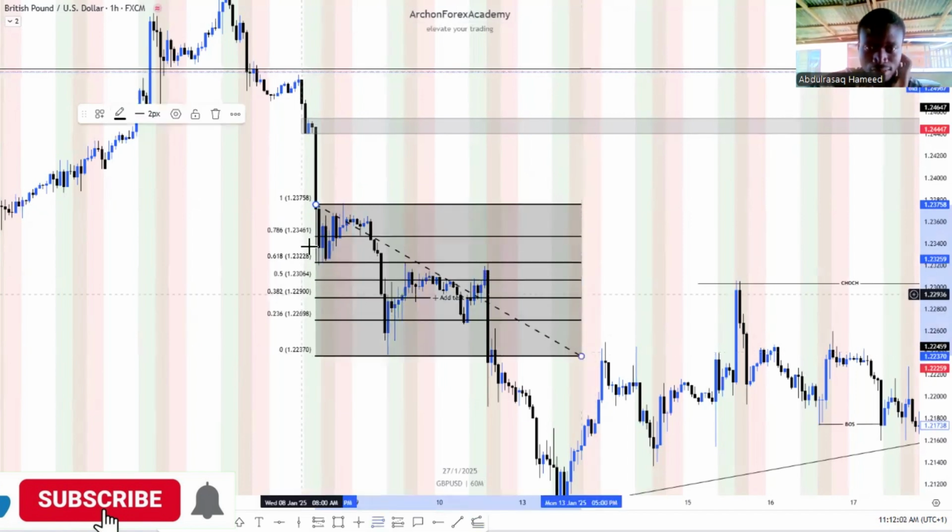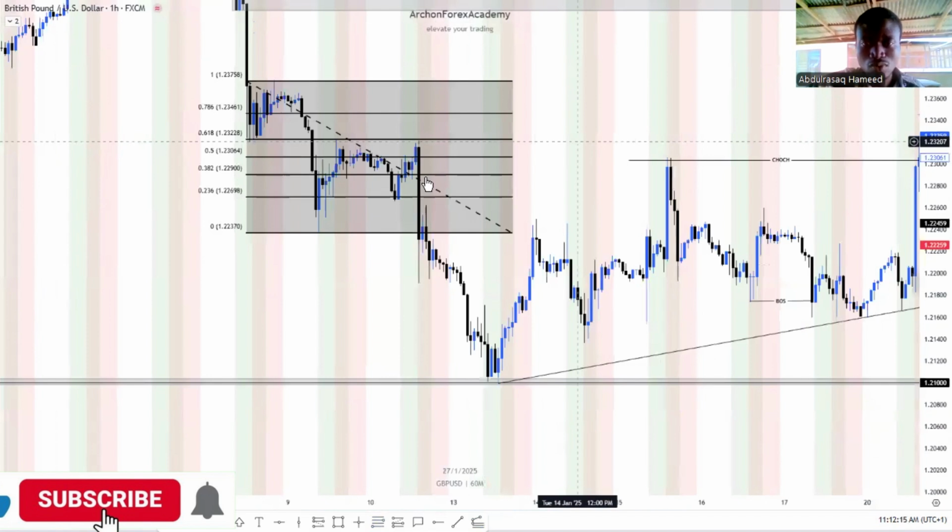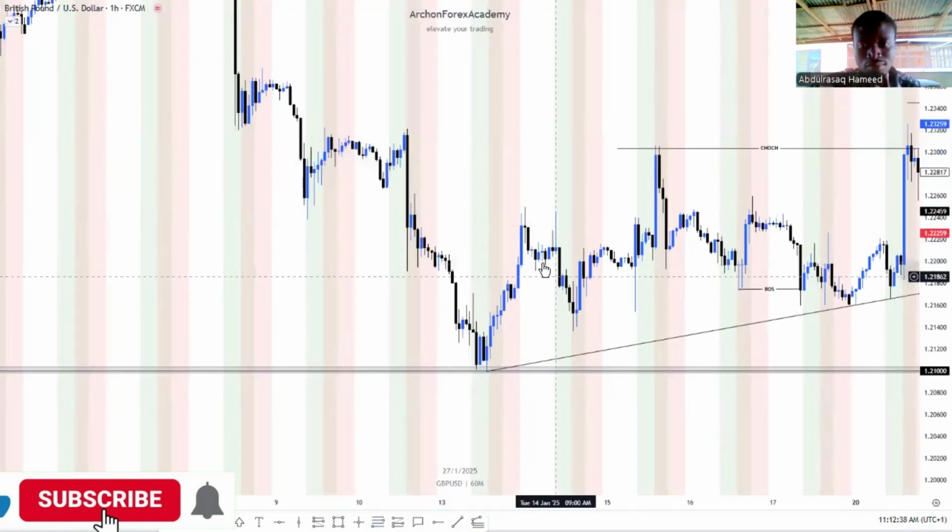And where's our criteria? We have it here, break of structure. And this one as well, the market comes to tap our 618 here. Then, as you can see, that's it. It always works. Here as well, same thing here as well.